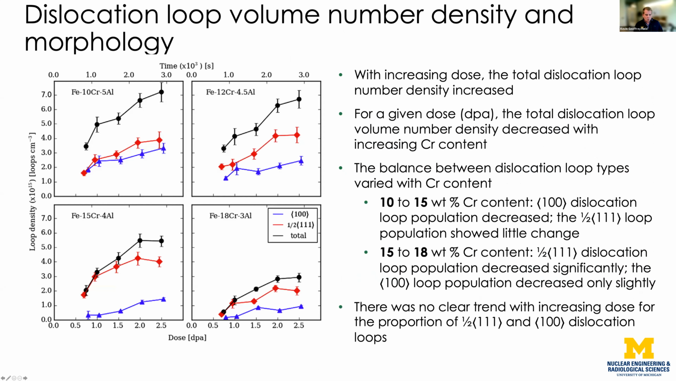Okay, more data that you can get from it. Typically for material science, you'd be interested in size and number density. I just showed you size. This would be the number density plots. These again are your 2 different loop types as a function of radiation dose, or essentially how long we irradiated the material. And then the black line here is the total density.